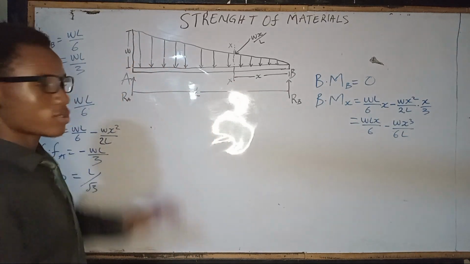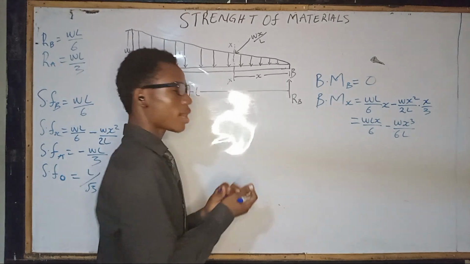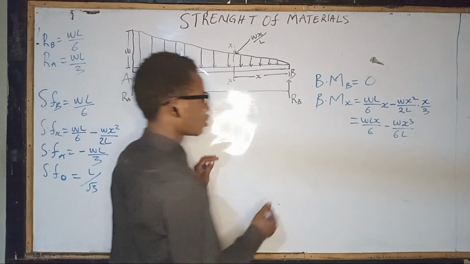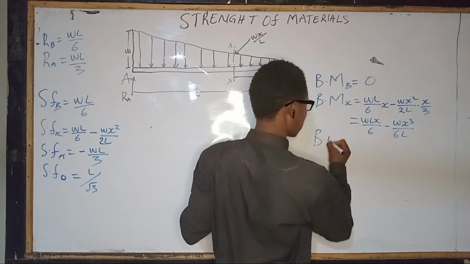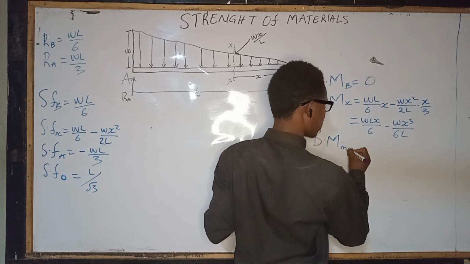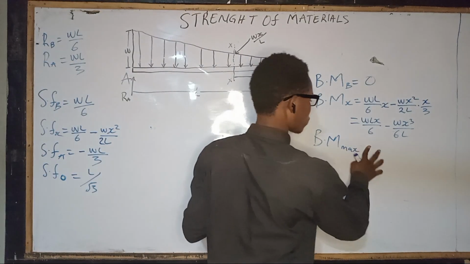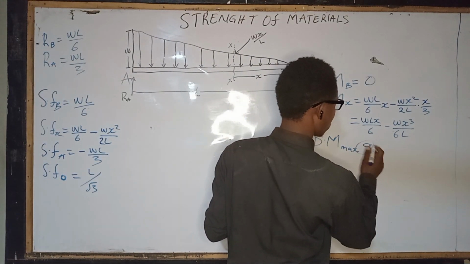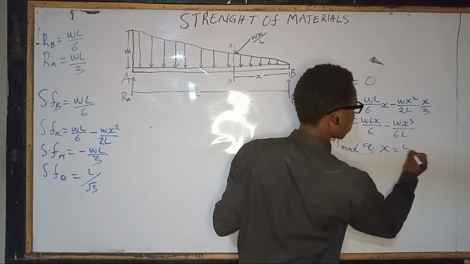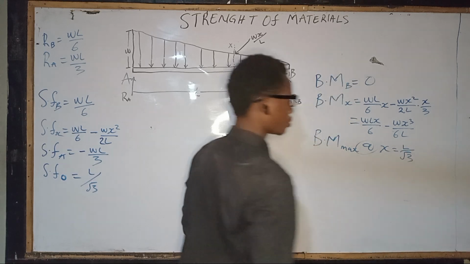So that will be our answer for the bending moment at point X. And our bending moment at point A is 0, but we are looking for our maximum bending moment now. So our bending moment at the max point, where x is equal to L over root 3, what will it be?